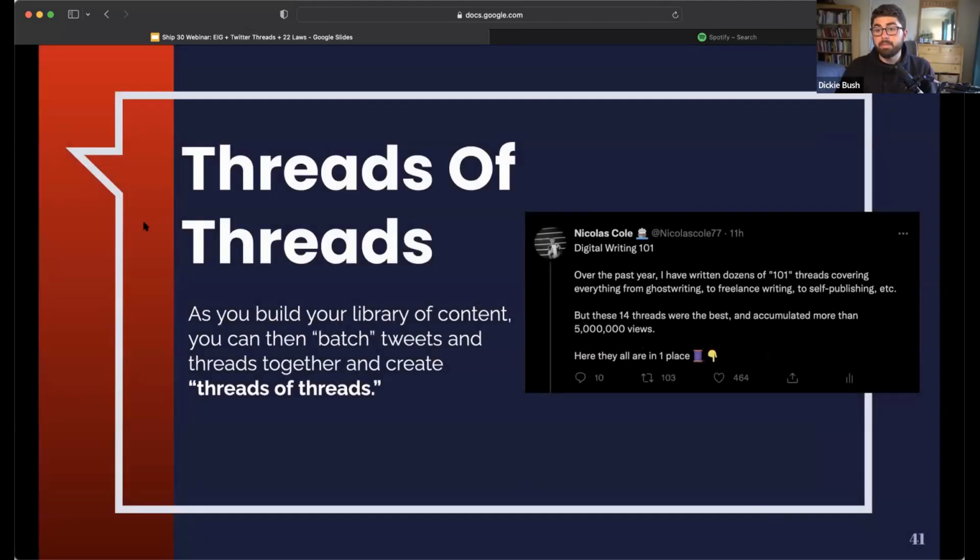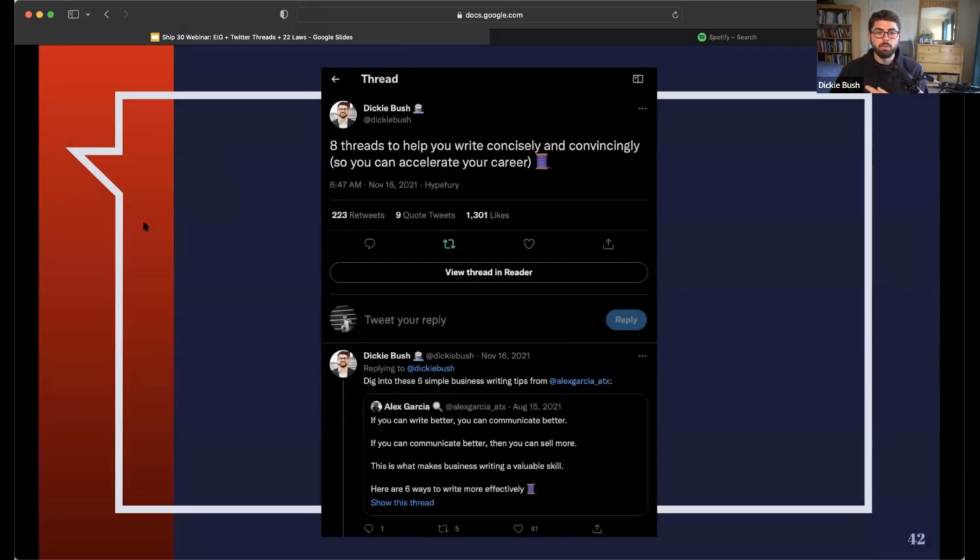And then lastly, thread of threads, we can kind of breeze through this one, but it's once you've accumulated a library of Twitter threads, you can repackage them into their own and say, hey, I've written a bunch on this topic. Here they are all in one place. And so it's a way of compounding your library. Once you've written a ton, you have, boom, I have a ton of things to share. You don't even have to write anything new.